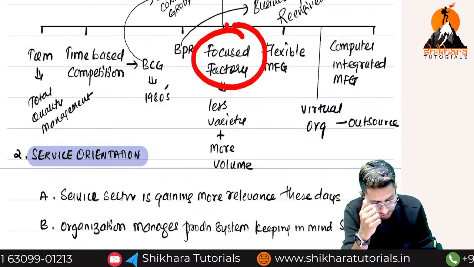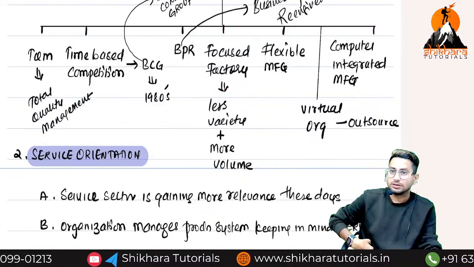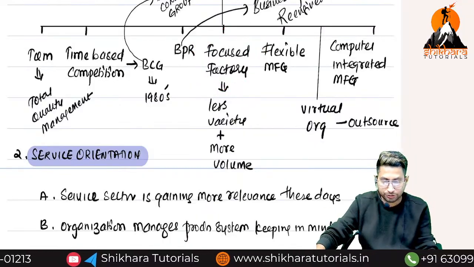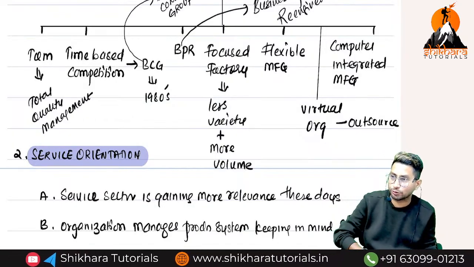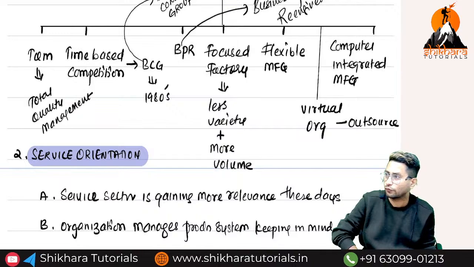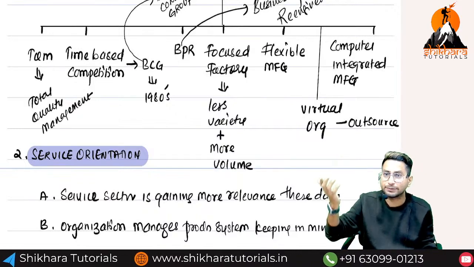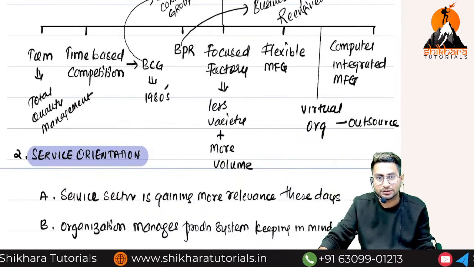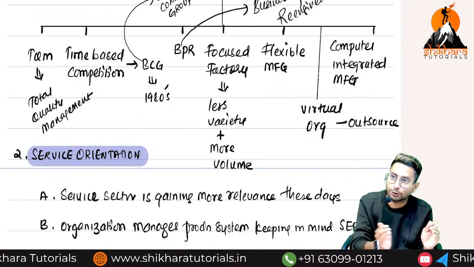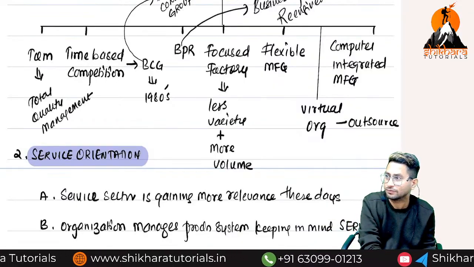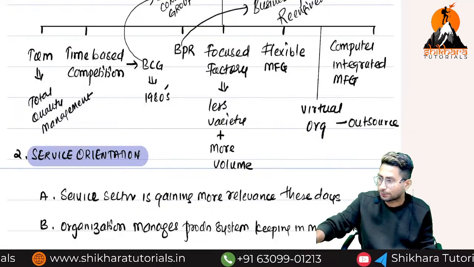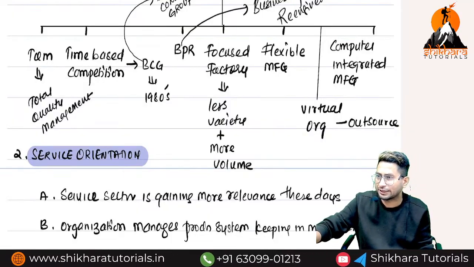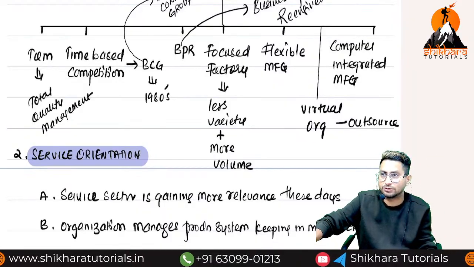Then focused factory. I have two options. Like Haldiram's, do you know? The variety of goods they produce is very high or very less? Very high. Hundreds of items they have, right? Variety is very high, but the quantity they produce is very less. That is not called a focused factory. Focused factory means I will produce a limited number of varieties only, but the quantity will be very huge.